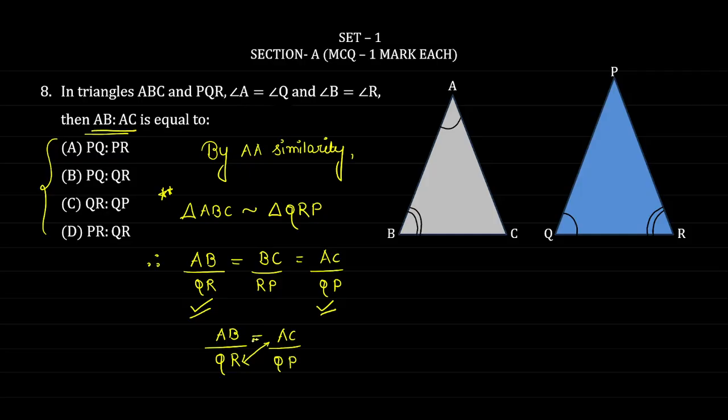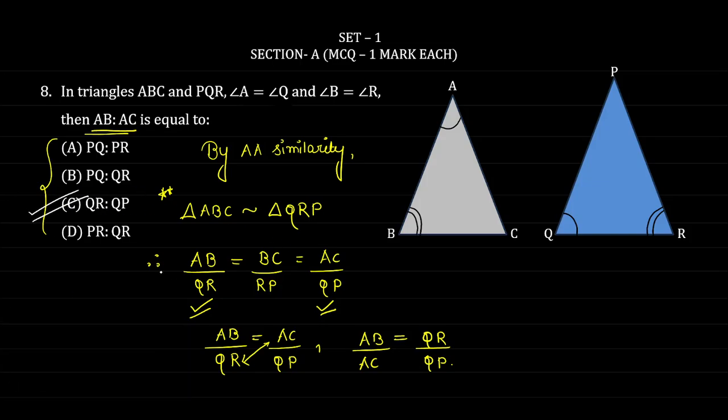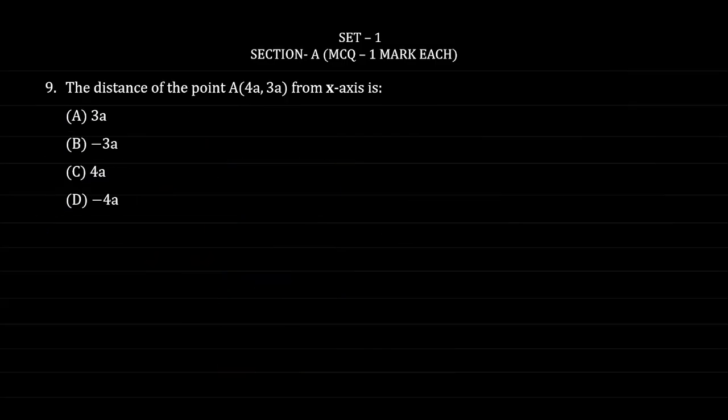Let me interchange these two. So AB divided by AC is equal to, this will go to that side, QR divided by QP. So AB is to AC is equal to QR by QP, and we have that in option number C. So option number C is the correct answer for this question. Very easy question. Moving on to the next question, that is your ninth question.